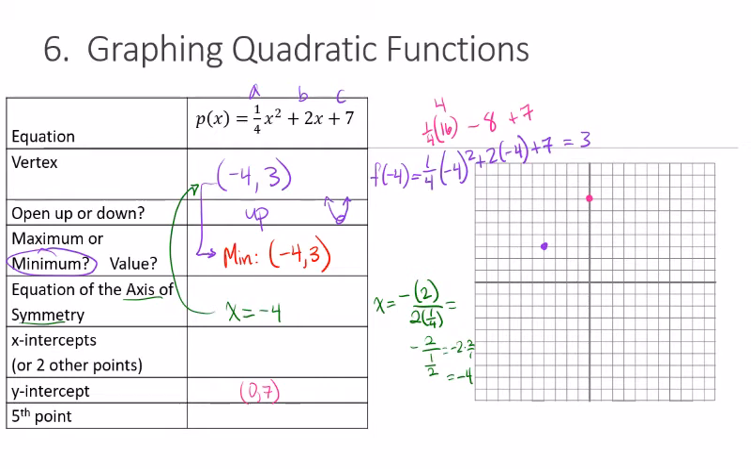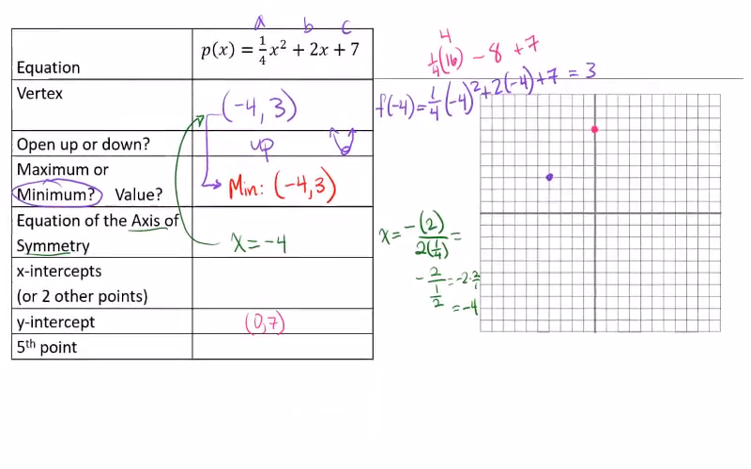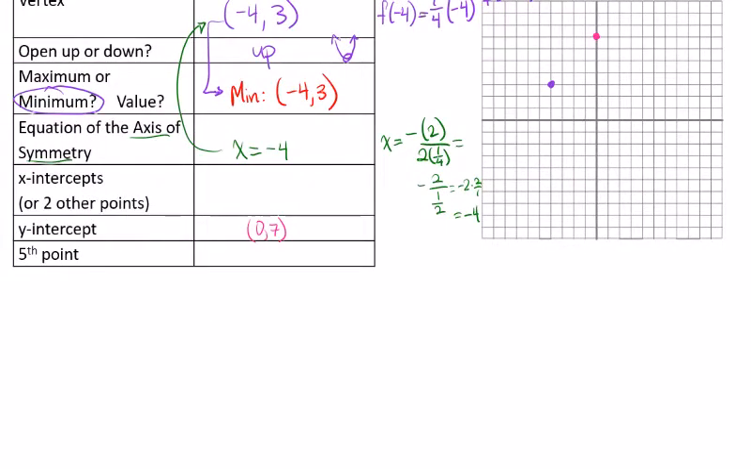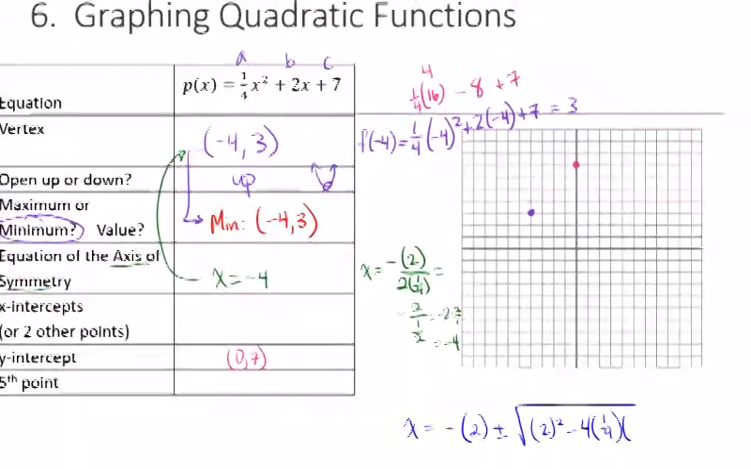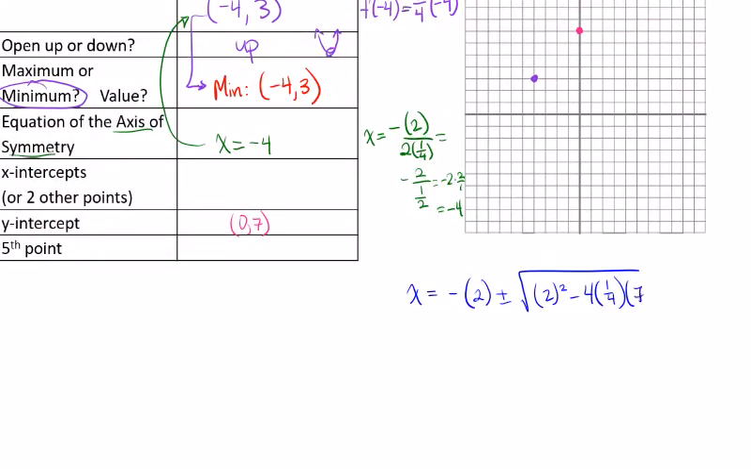All right, so now for the x-intercepts. So let's use the quadratic formula for this one. So it's going to be x equals negative b, so b is 2, plus or minus square root of b squared minus 4 times a, which is a fourth, times c, which is 7, all over 2 times a. All right, so go ahead and work that out.